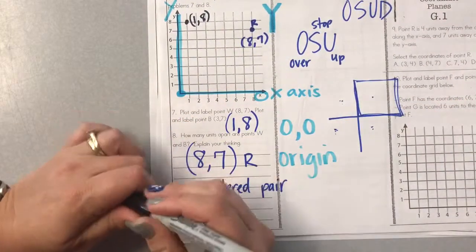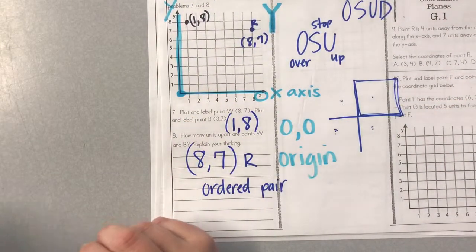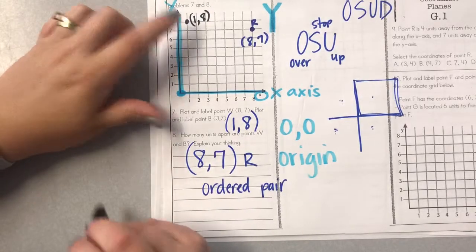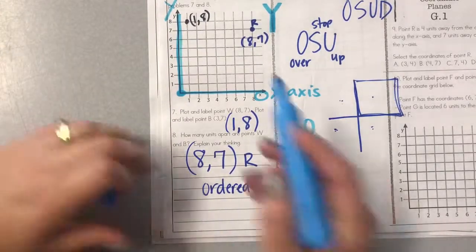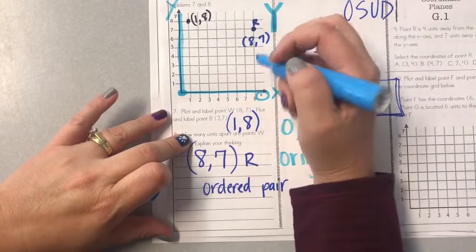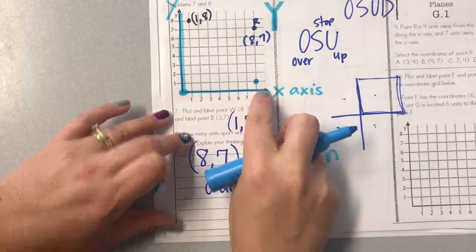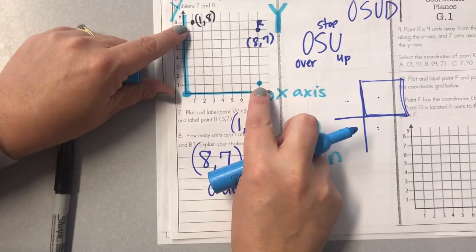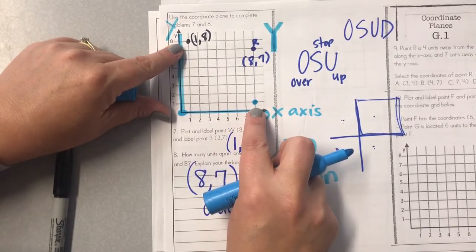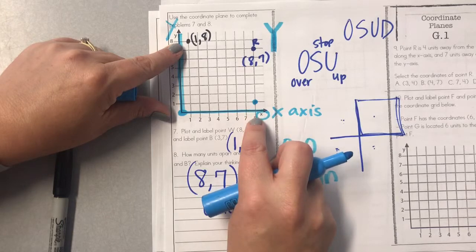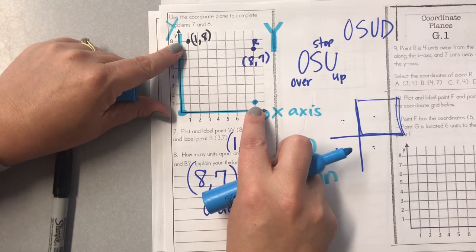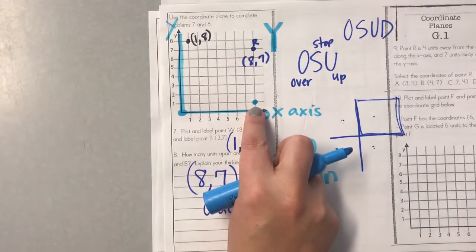It's really important that you get them in the right order because this is point 1, 8. Over here is point 8, 1. It's over 8, up 1. Those are like opposites, and so it's really important that you always go over first so that you are getting the correct address for your coordinate.